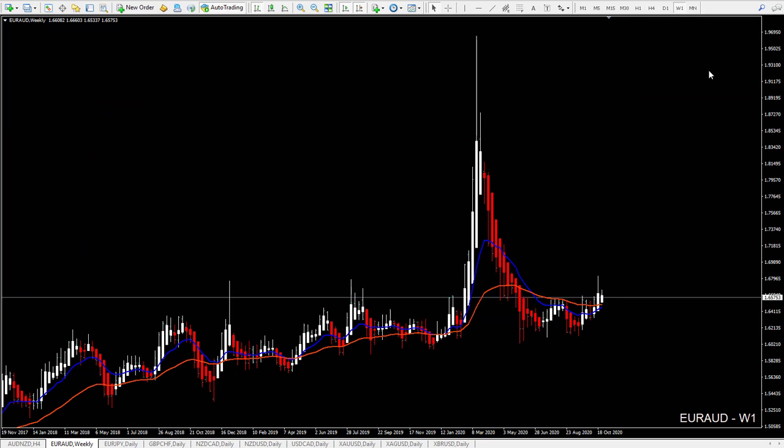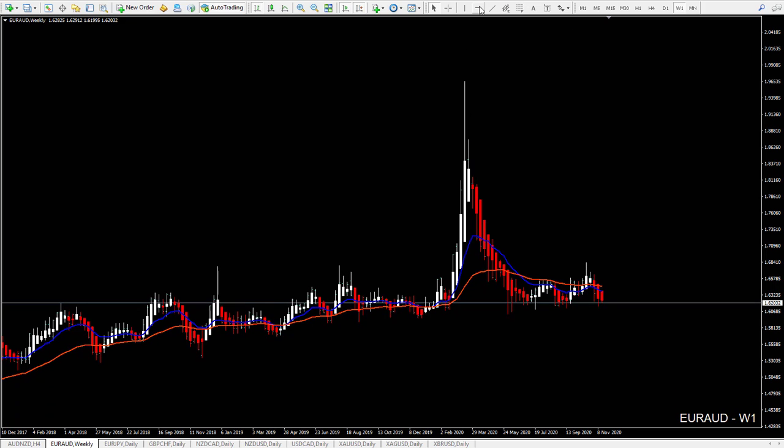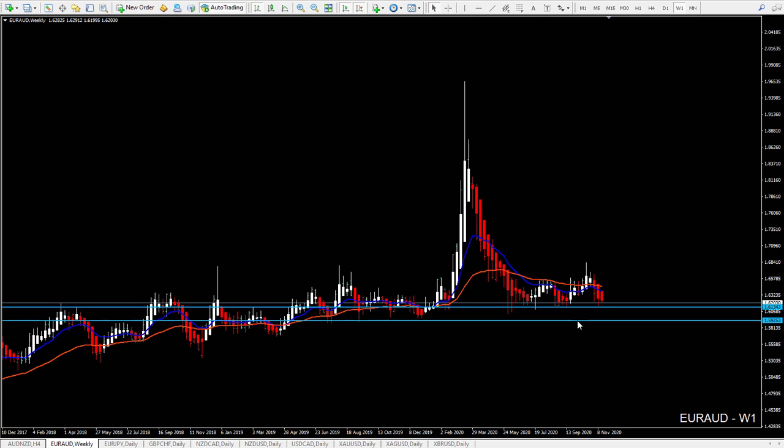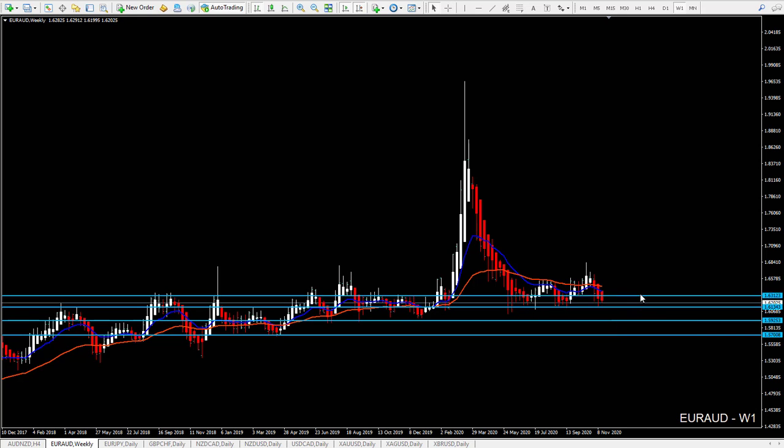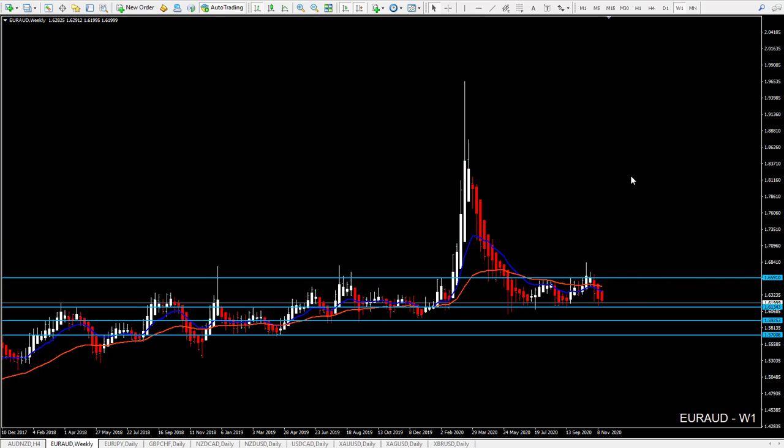Euro Aussie. If we check weekly time frame, we are again close to our previous support. However, we also have support a little bit lower and a little bit lower. So we have some levels. However, they are far away from each other. It's like a 200 pip difference. And we have also resistance up here.